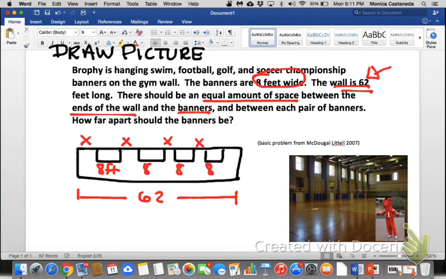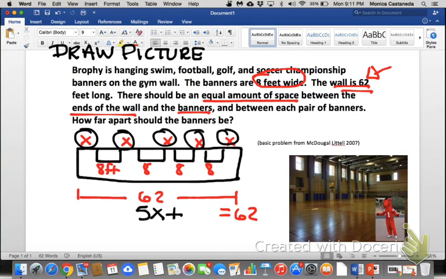And once we have all our pieces, we're just going to write our equation. So we know it's going to equal 62. We have that. And then we're going to look, and we have 1, 2, 3, 4, 5 X's. And we have 4 banners that are each 8 feet wide. We will multiply. 4 times 8 is 32.